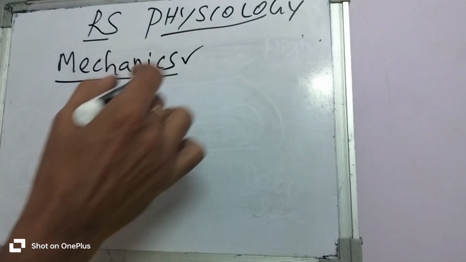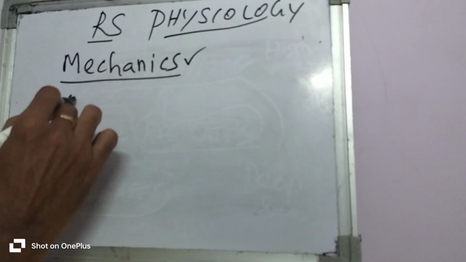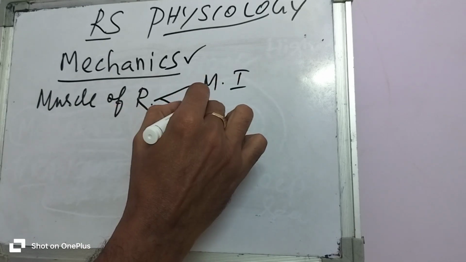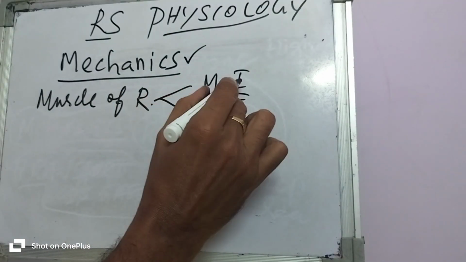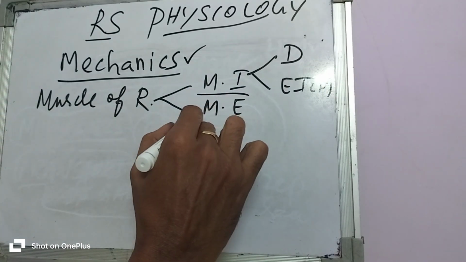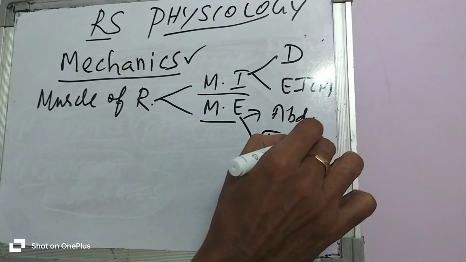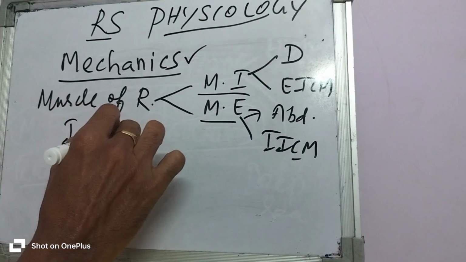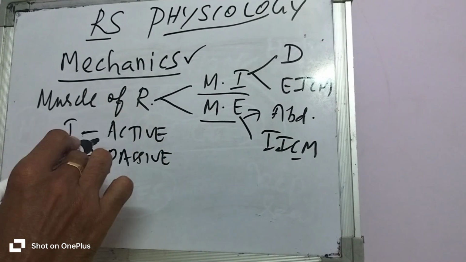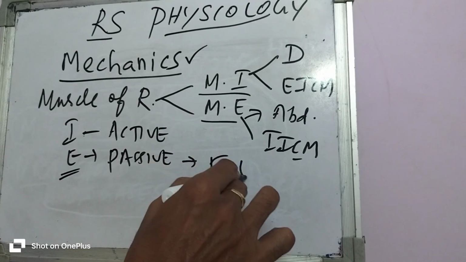So in mechanics of respiration, first we have to see the structures involved, that is, the muscles of respiration. Under the muscles of respiration, we have muscles for inspiration and muscles for expiration. The major muscles for inspiration are the diaphragm and the external intercostal muscles, and the major muscles for expiration are the abdominal muscles and internal intercostal muscles. Usually inspiration is an active process where work is done, whereas expiration is a passive process. The muscles of expiration are active during forced expiration, where we require them.